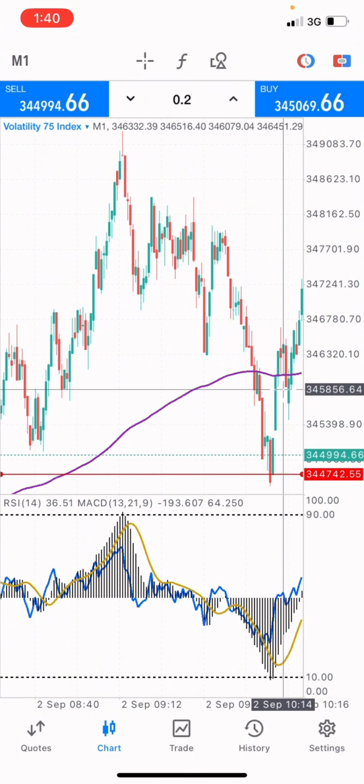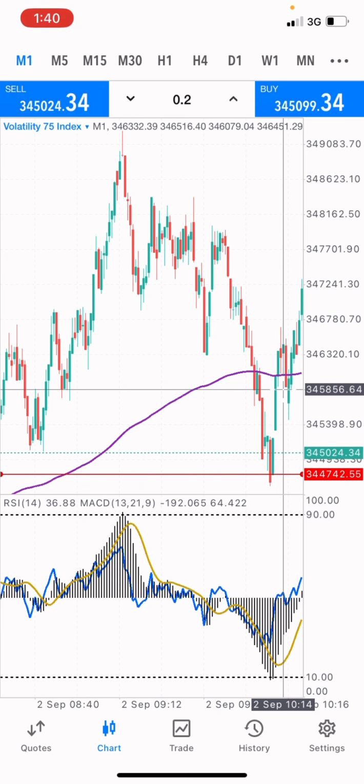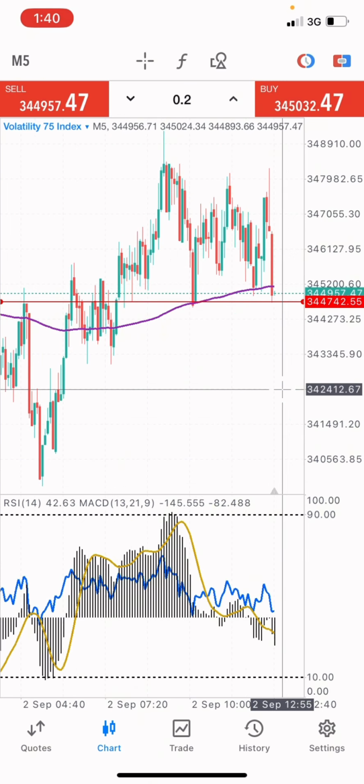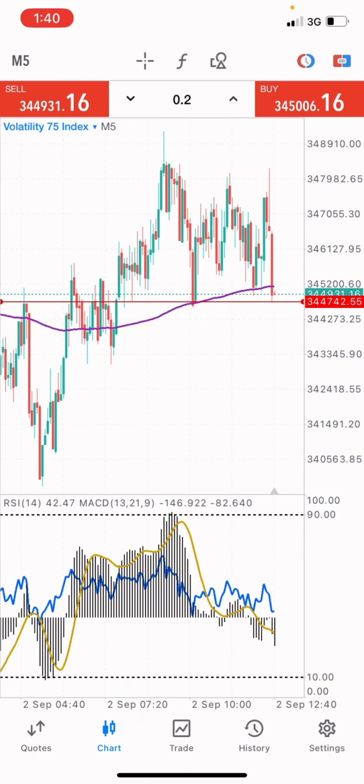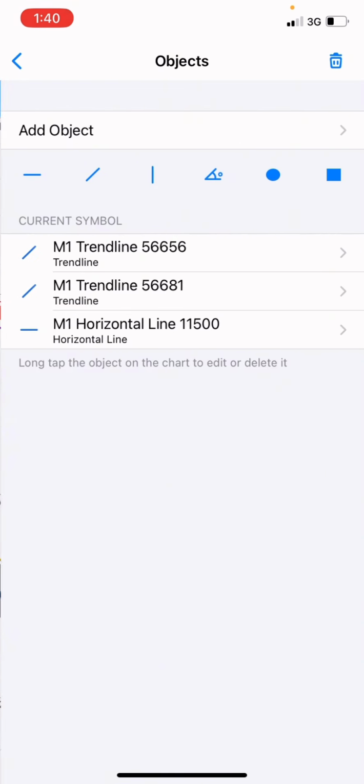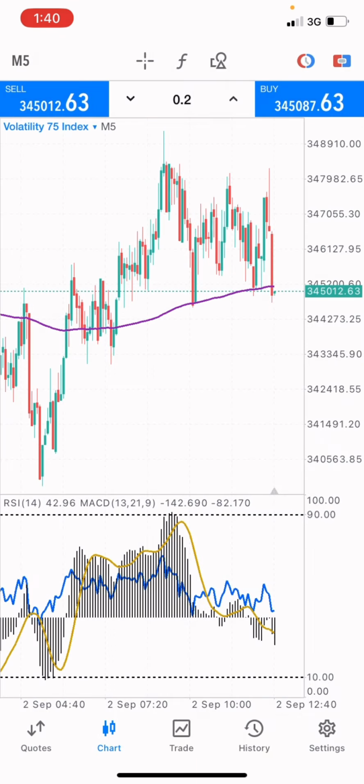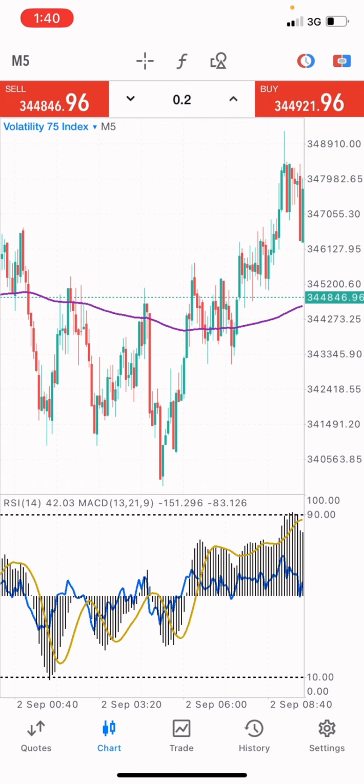Okay, so guys, let's go on to the 5 minute time frame. Now we're on the five minute time frame. I'm making a strategy so it can be easily understood by you guys, not like other strategies, so you can easily understand the strategy and implement it on your own. This strategy is very good and simple.